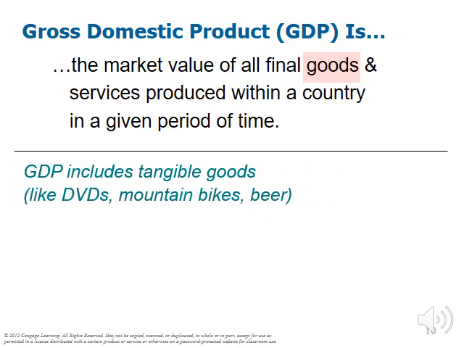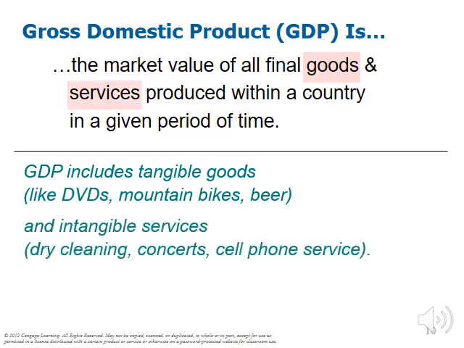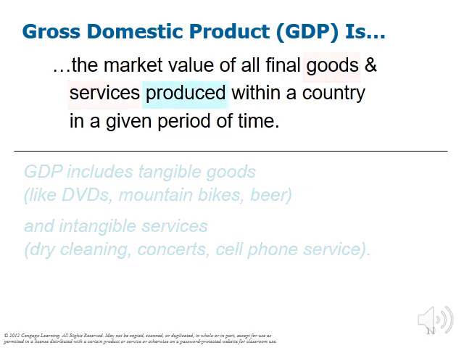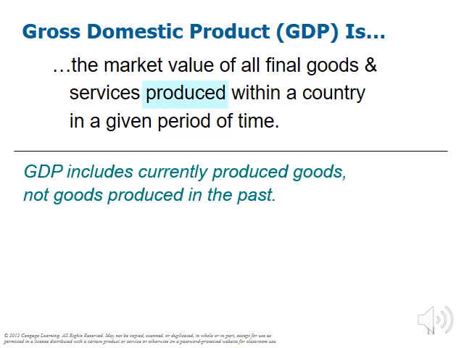Gross domestic product is the market value of all final goods and services. GDP includes tangible goods, DVDs, mountain bikes, beer, and also intangible services, dry cleaning, concerts, cell phone service, and the like. GDP is the market value of all final goods and services produced within a country in a given period of time. GDP includes currently produced goods, not goods that were produced in the past.